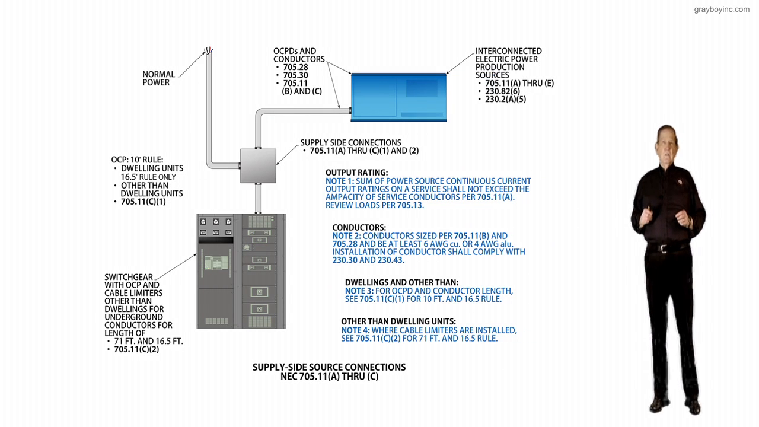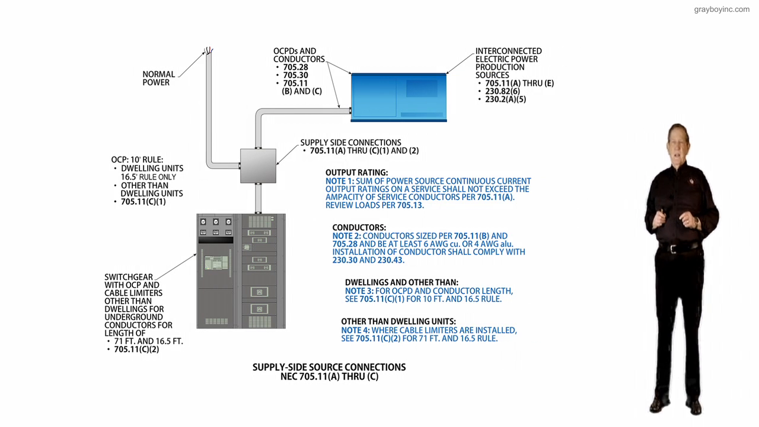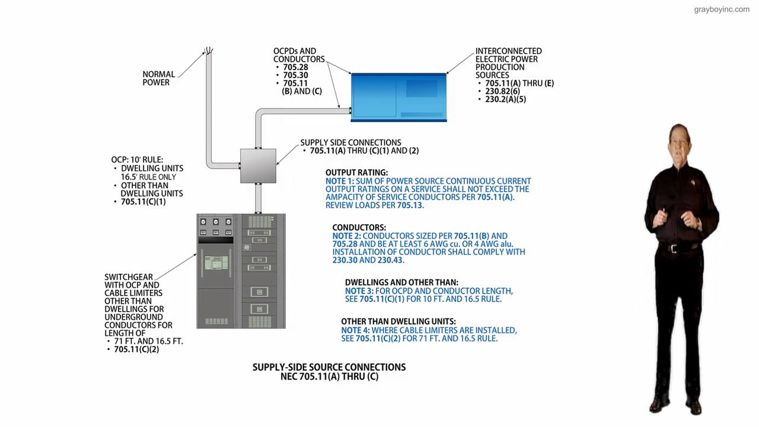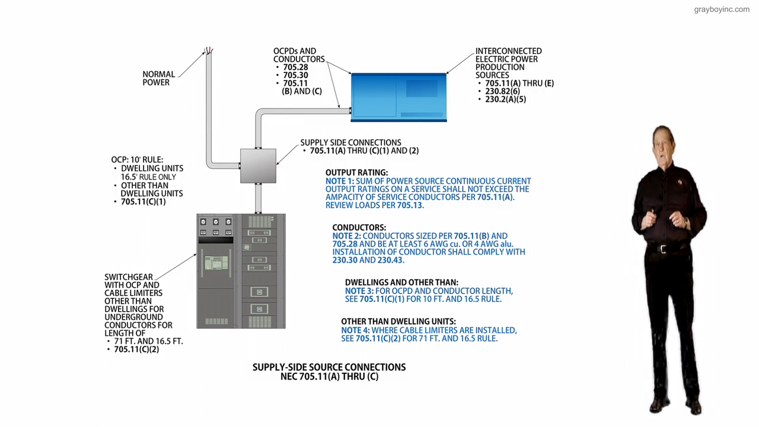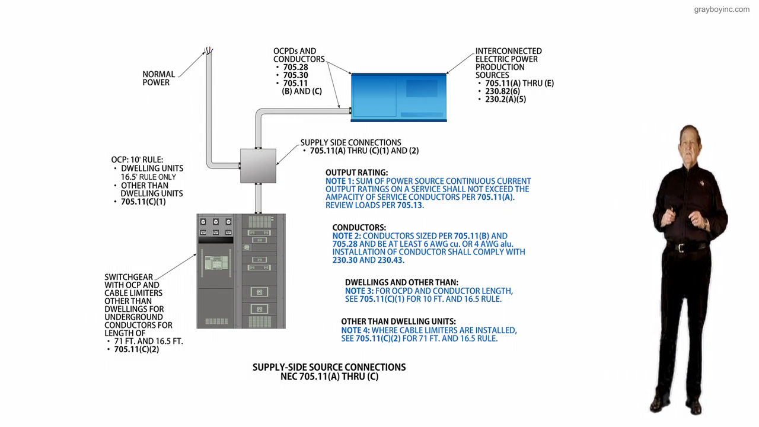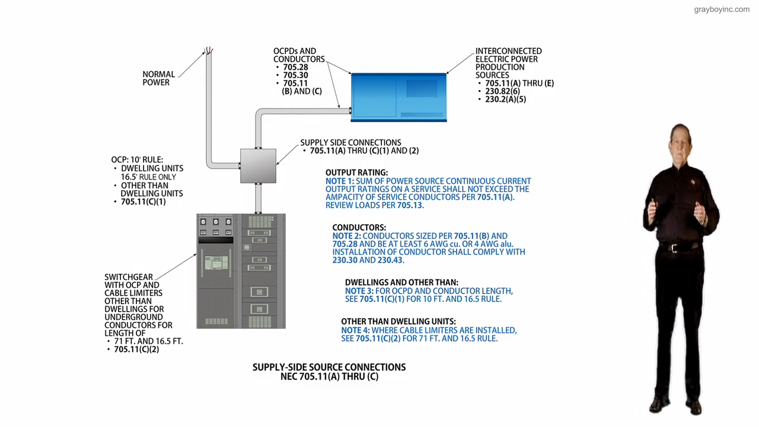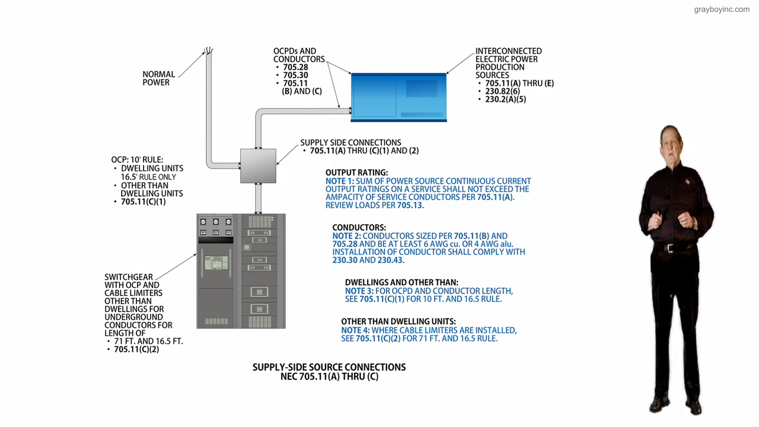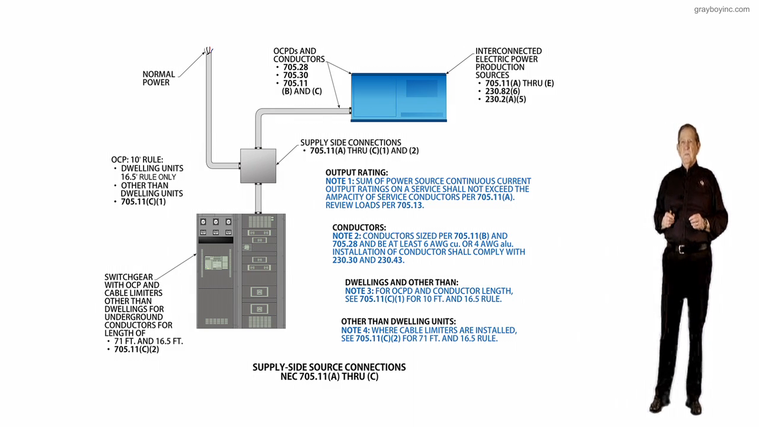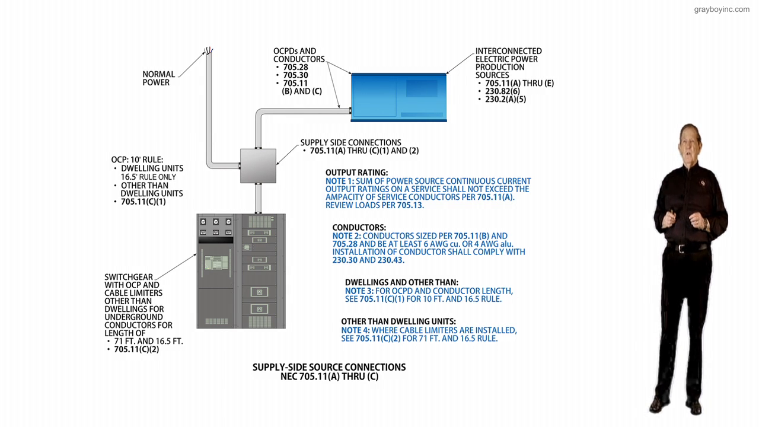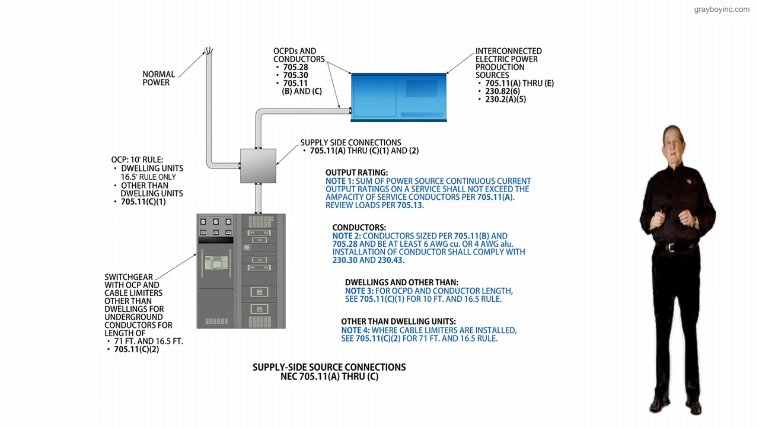This illustration deals with supply-side source connections in accordance with 705.11(A) through (C). Supply-side power connections for different power sources naturally have to fall under 230.82 if they're on the supply side of the service. The purpose of the change was to provide a new section. So a new section has been added to address supply-side source connections for electrical power production sources.